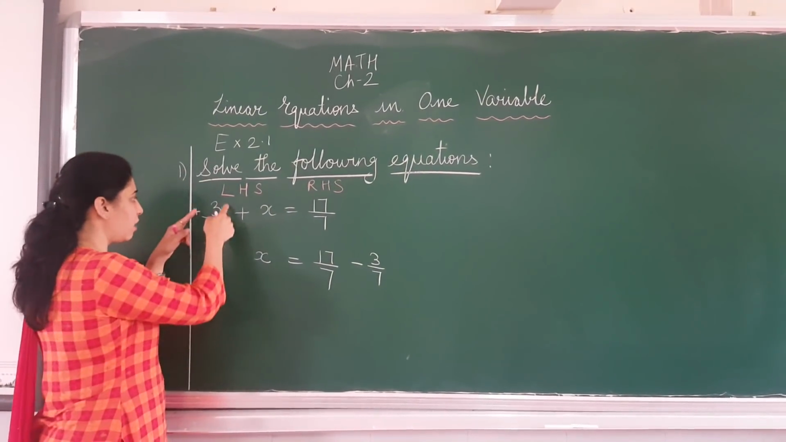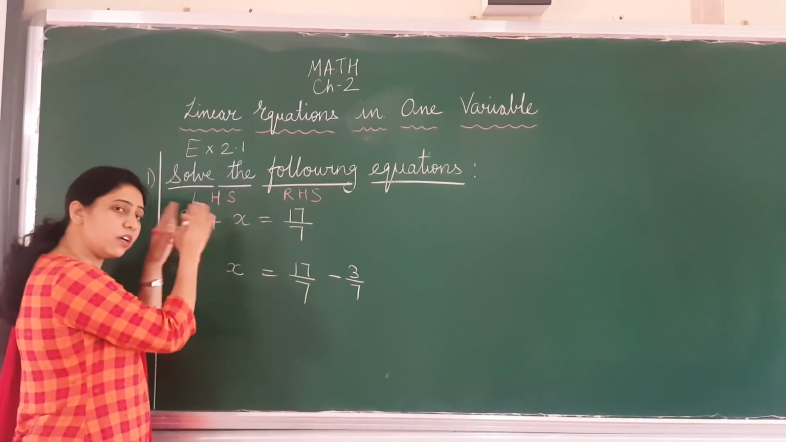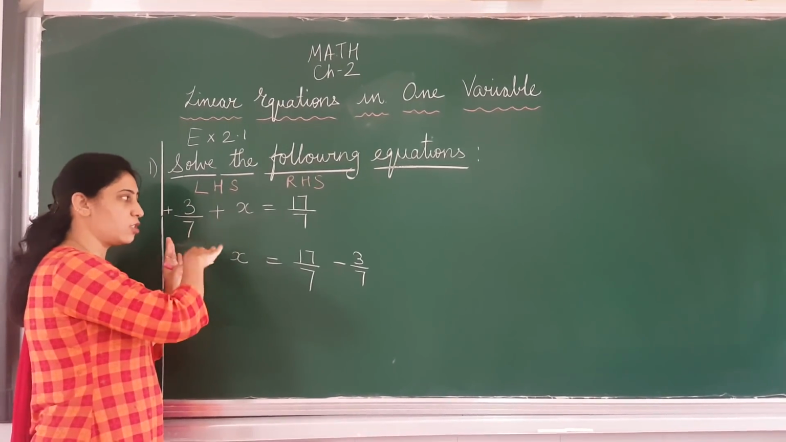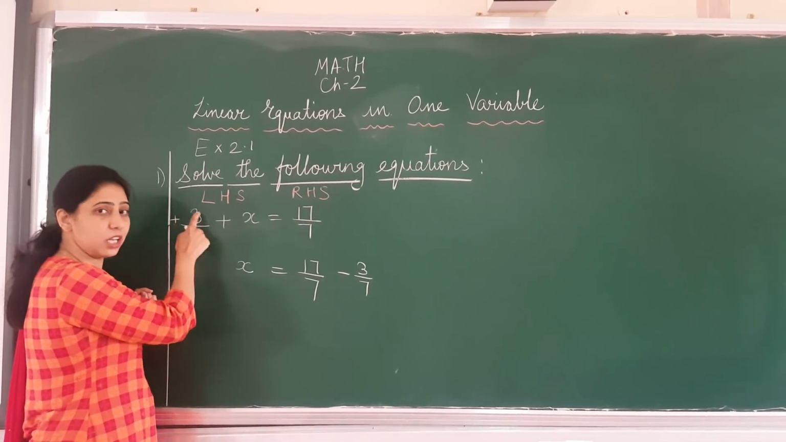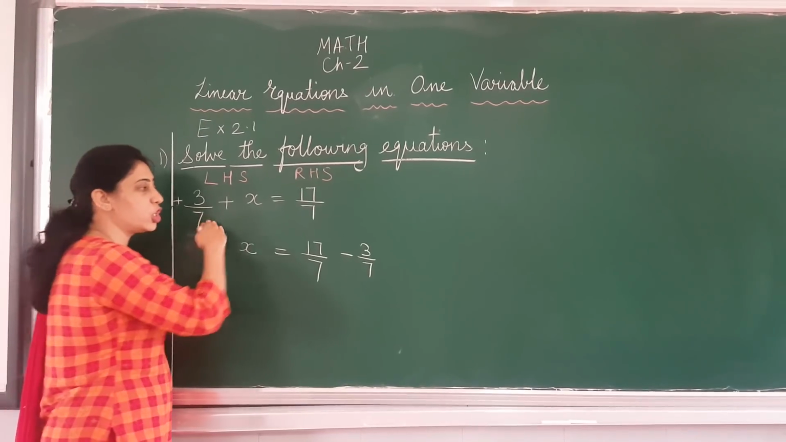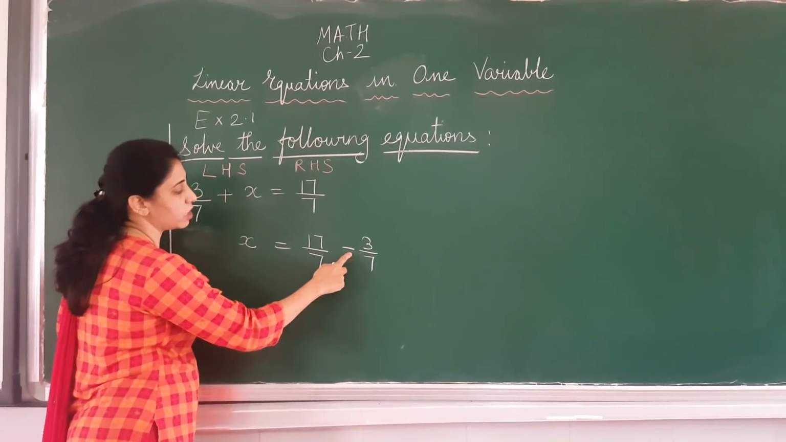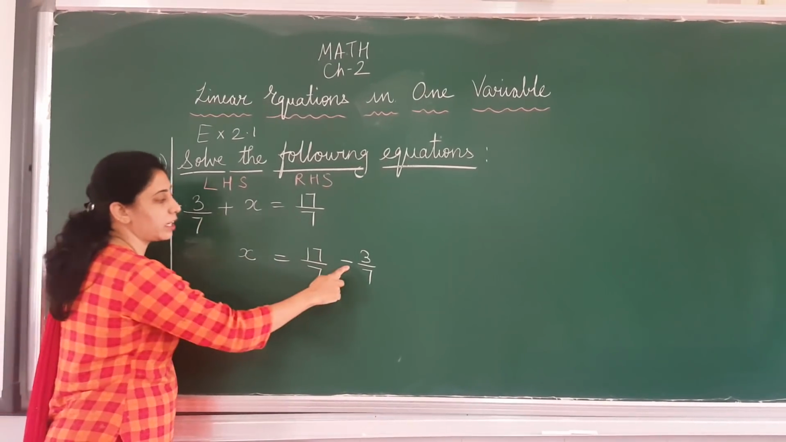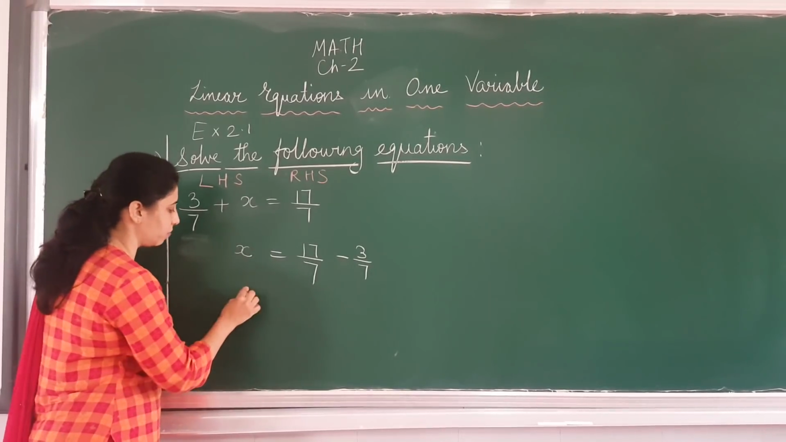What have I done? I have just shifted 3 upon 7 to the right hand side because I want only the variable on the left hand side. So the rest of the things I am going to shift to the right hand side. This is plus 3 upon 7. When you shift it, you change the sign also. Here it was plus, it has become minus, and the rational number is as it is.